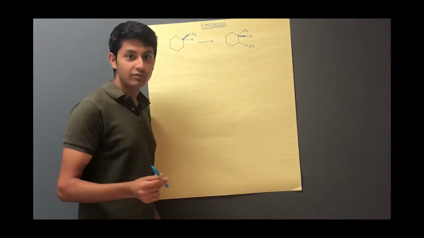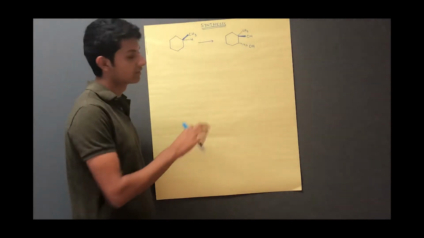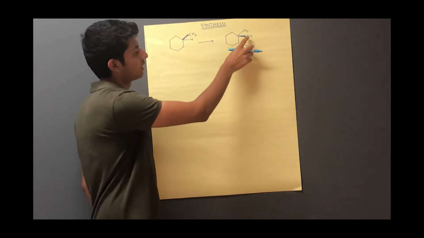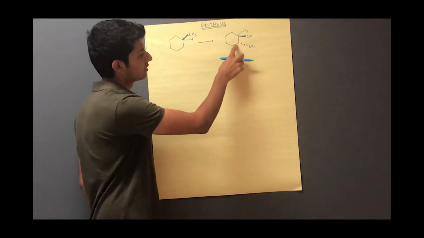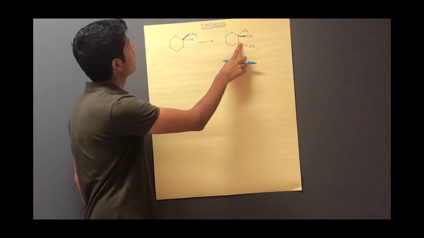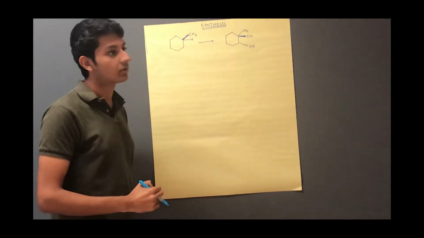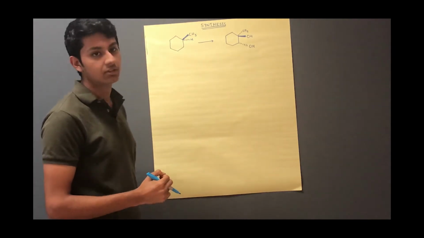To solve the following synthesis problem, first we have to look at the starting materials and the ending materials. And the difference that we can see is the addition of the hydroxyl groups at this carbon here and this carbon here. And the only way to add a hydroxyl group to two different carbons in the same synthesis problem is to proceed through an epoxide.